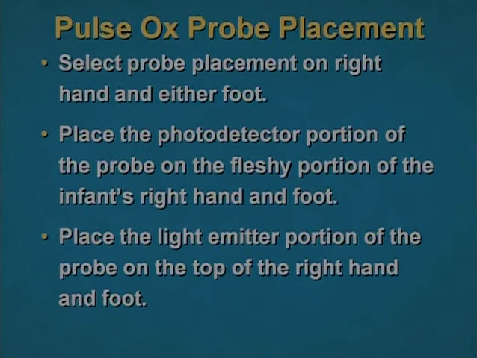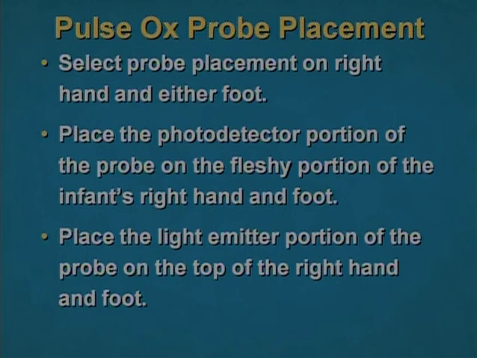So it is important to select probe placement on both the right hand and either foot. The right hand is used to detect preductal blood shunting across the patent ductus arteriosus, which is, again, common in many types of these critical heart defects. The left hand has often been ignored because it was unclear if the ductus arteriosus influences left hand arterial perfusion. So the right hand has been found to be the most accurate value that reflects arterial oxygen saturation.